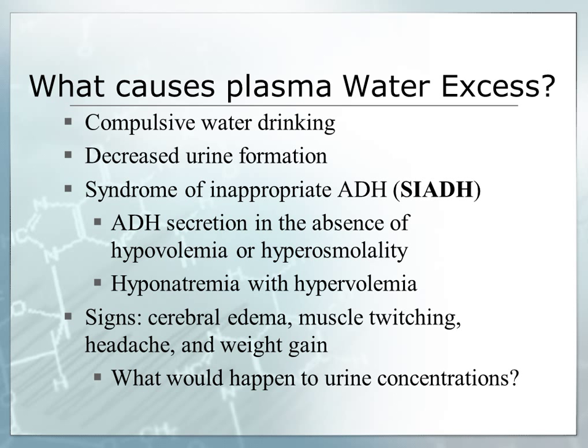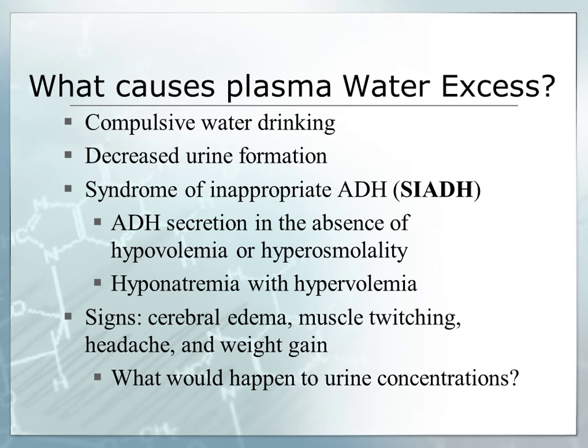Right. Decreased urine formation, who would that be? People that have what kind of failure? Yeah, kidney failure. And then a disease, when you see the disease name, it could also point it out to you, but here's one you want to know. Syndrome of inappropriate ADH, SIADH, they couldn't think of a better name, so there it is. But they're making way too much anti-diuretic hormone, so what's happening? Are they urinating a lot or not? Well, look at the line right above it. Not. So they're retaining all that water. That water is diluting everything in their body.